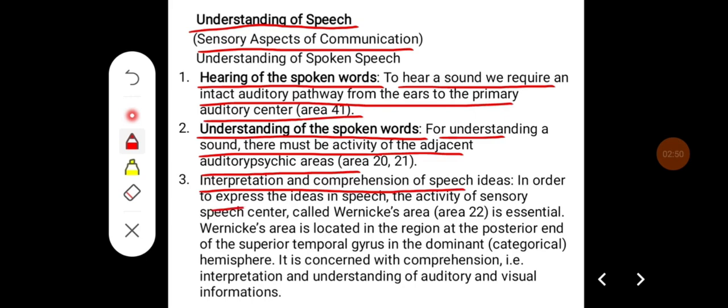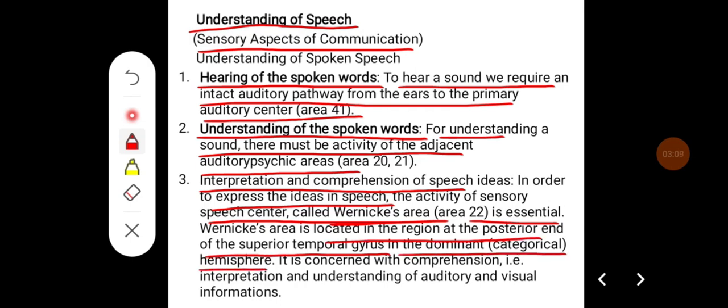In order to express the idea in speech, the activity of the sensory speech center, which is called Wernicke's area, number 22, is very essential. Wernicke's area is located in the region at the posterior end of the superior temporal gyrus in the dominant hemisphere, that is the categorical hemisphere. It is concerned with the comprehension, that is the interpretation and understanding of auditory and visual information.